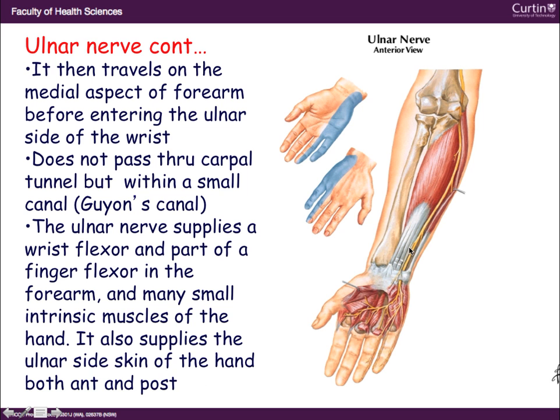So as it comes down over the carpus, it passes through a little canal called Guyon's Canal, or the Tunnel of Guyon. Remember, just deep to that pisohamate ligament that you can see there. And it's going to supply the many small intrinsic muscles of the hand. And it's also going to supply some of the skin of the hand as well.